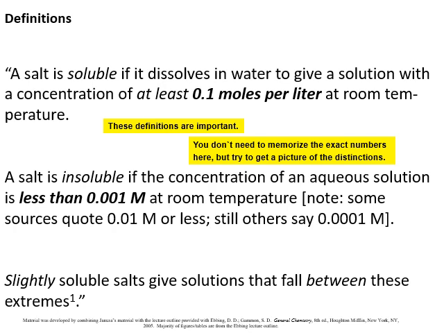Then in the middle, a salt is insoluble if it's less than 0.001. Now, it depends, but just to back up, it's less than 0.01 molar. So compare that to soluble, which is more than 0.1. So if it's less than 0.01 molar, then we say that it's insoluble. And then if it's in between those two, if it's between 0.001 and 0.1, then we say that it's slightly soluble. And we'll come back to this in the work problems and talk a little bit more.